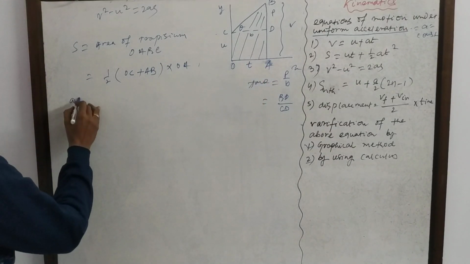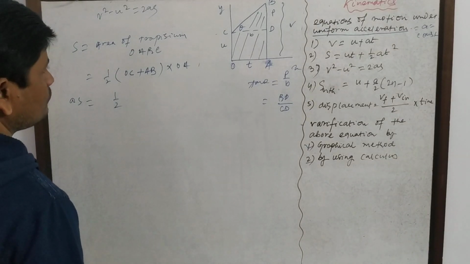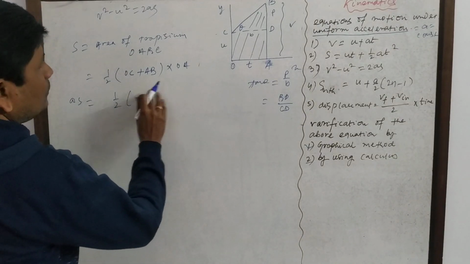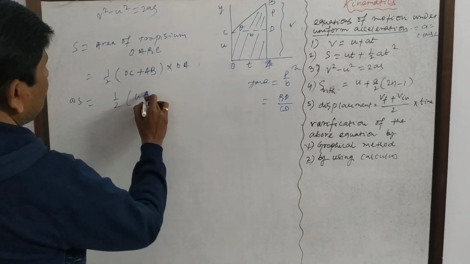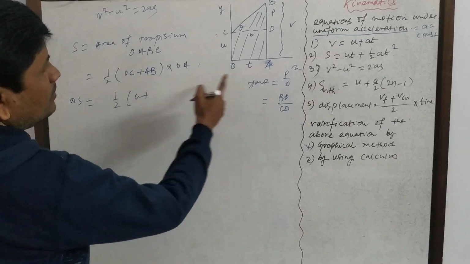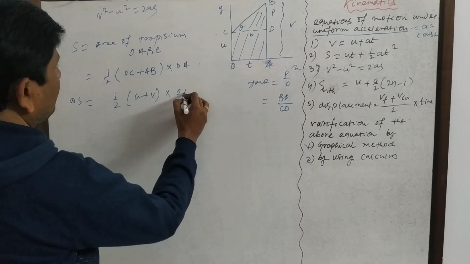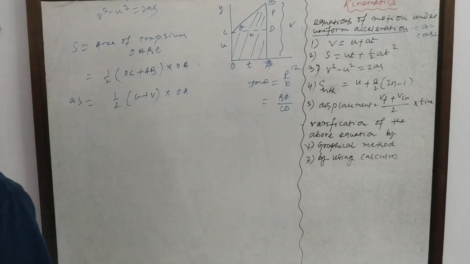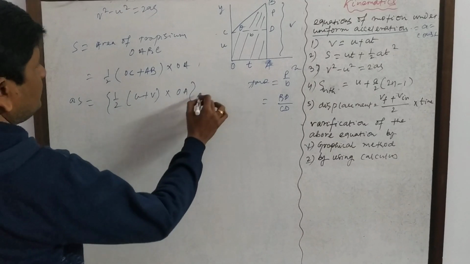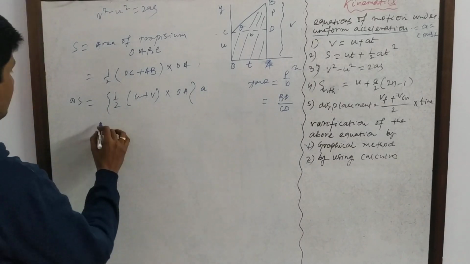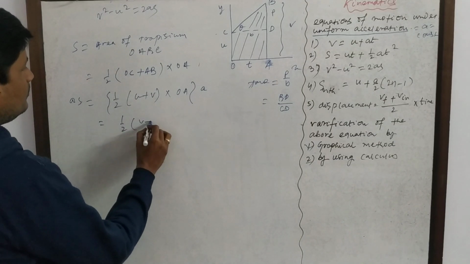So s is equal to half, OC is u plus AB means v, into OA, into acceleration, as. Half (v plus u).